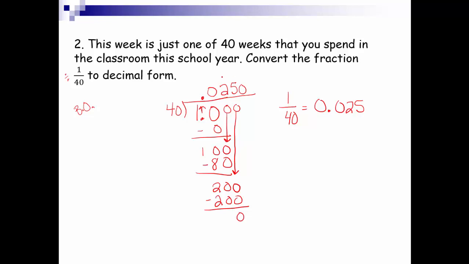And if you really want to get creative, how many times does 40 go into 0? 0 times. 0 times 40 is 0. Subtract that off. I could bring down another 0. How many times does 40 go into 0? 0 times. It actually has a repeating 0 at the end that we just choose not to write. We know it won't change the value if we start adding zeros after this.